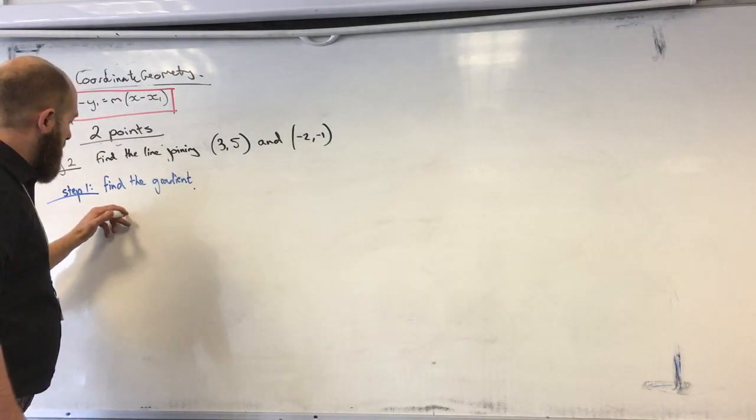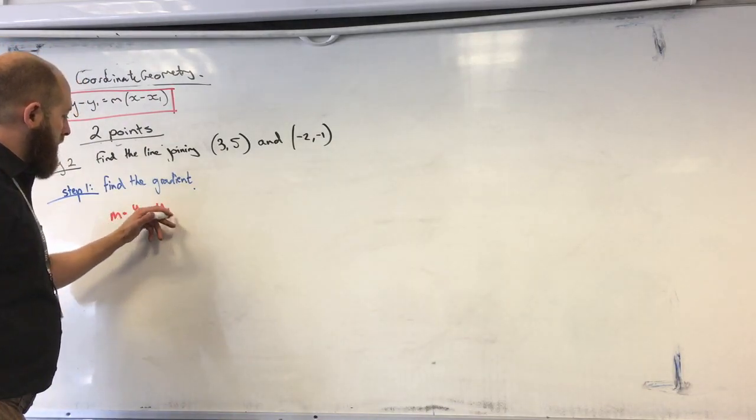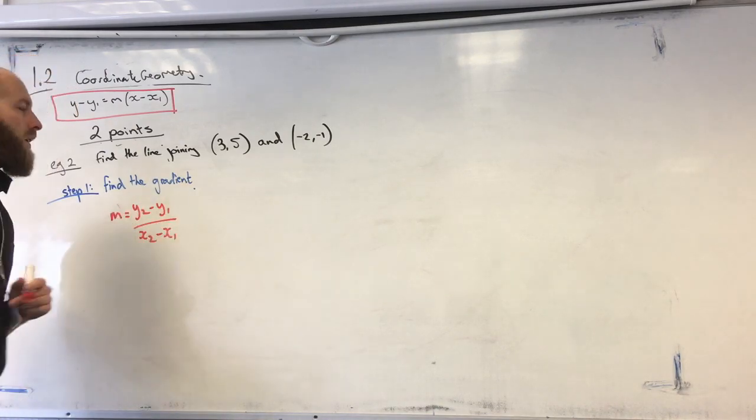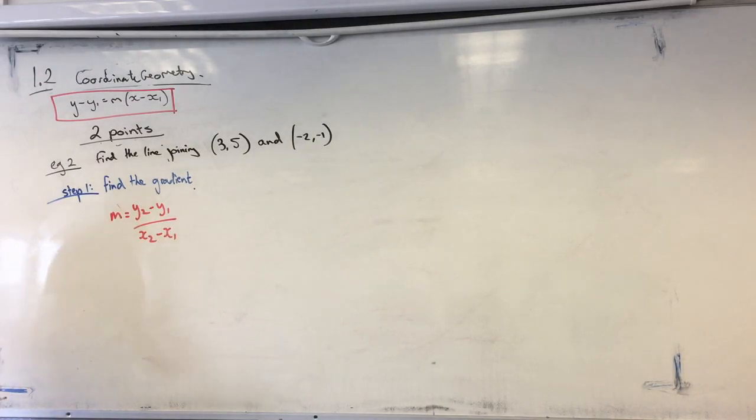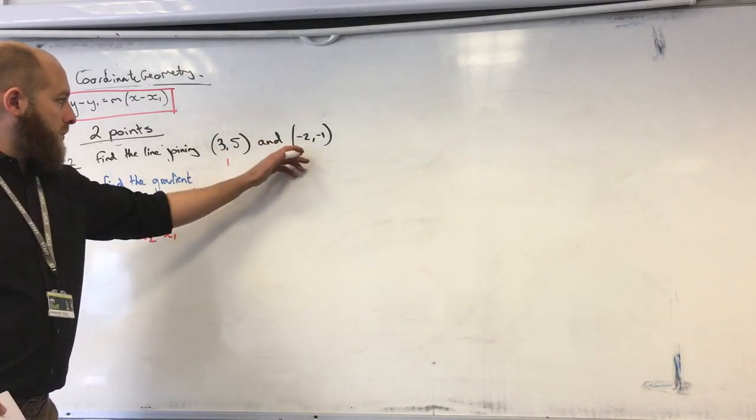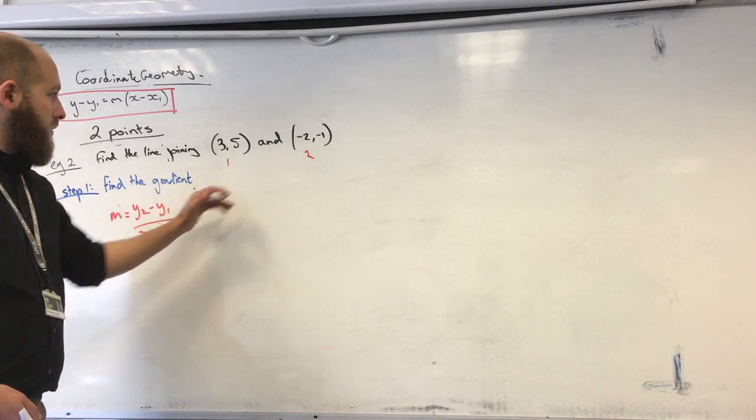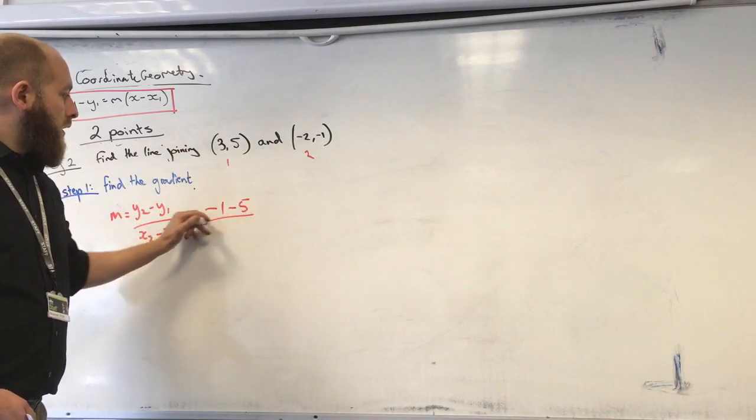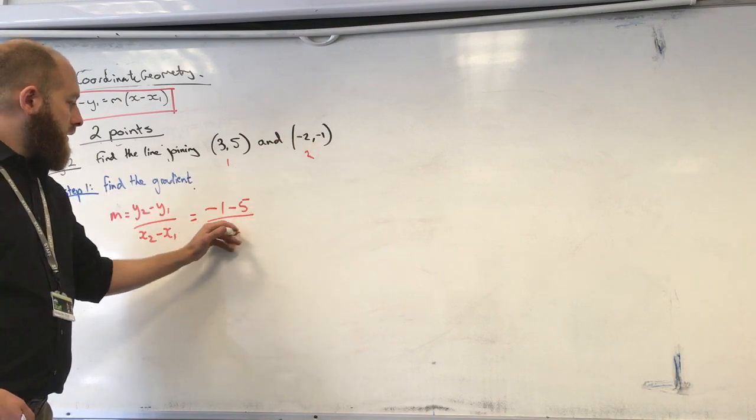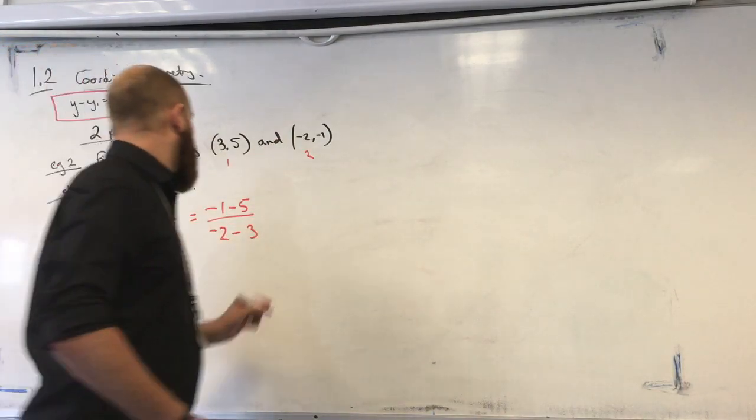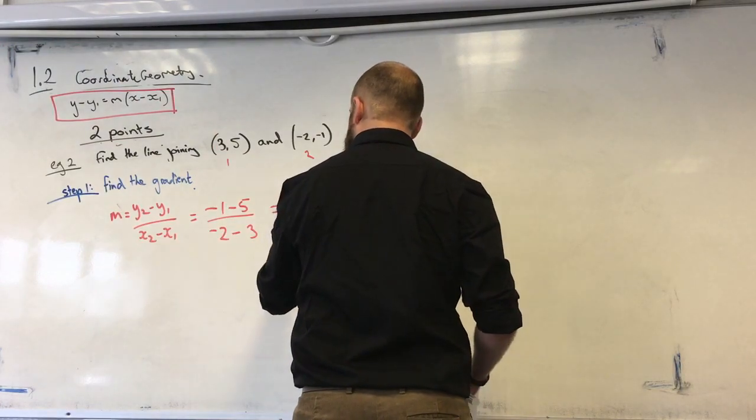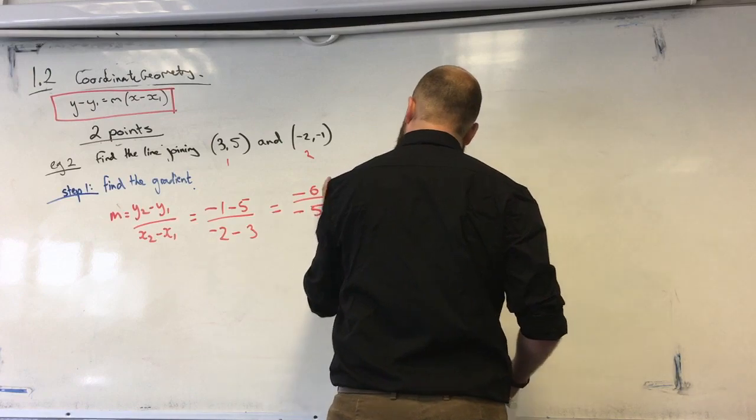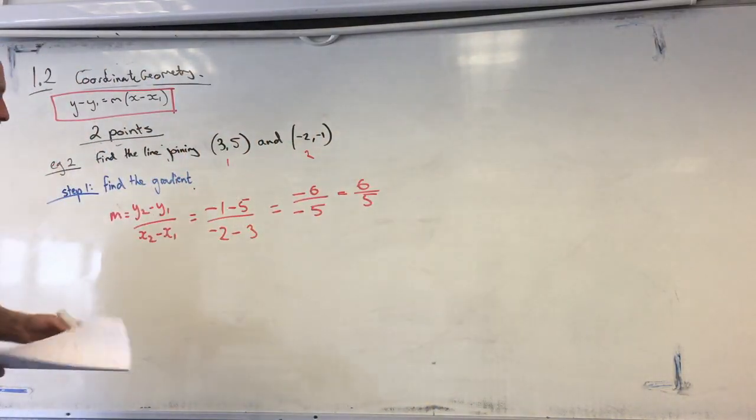So m equals y2 minus y1 over x2 minus x1, and equals that. So again, pick a point to be 1, point to be 2. If we take this as point 1, this is point 2. So we're going to get y2, 1, take y1, 5, over x2, 2, take 3. So that's going to give us minus 6 on the top and minus 5 on the bottom, which gives us 6/5 as our gradient overall.